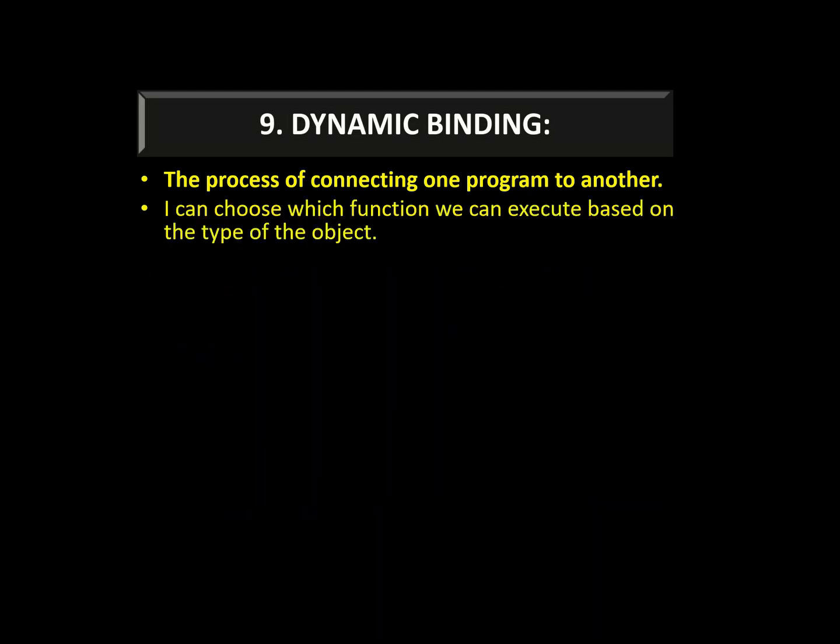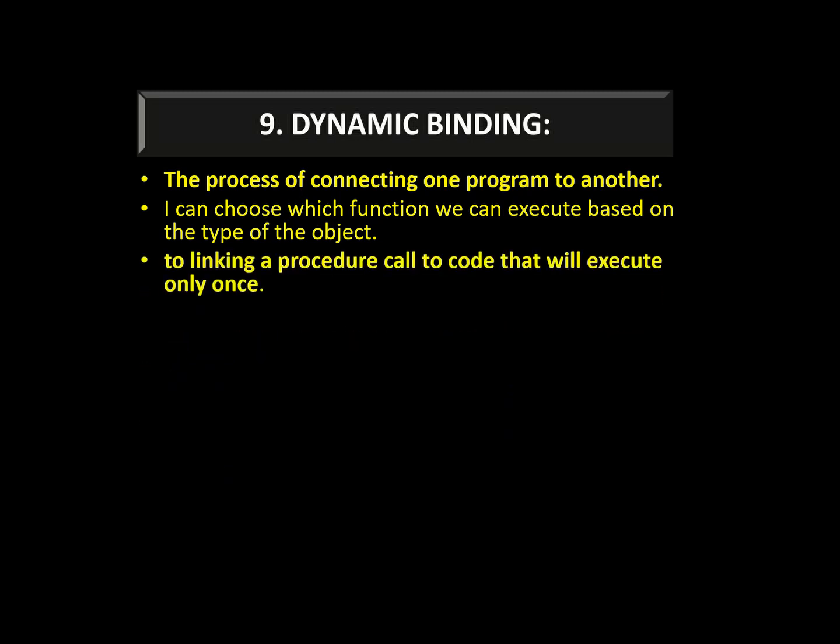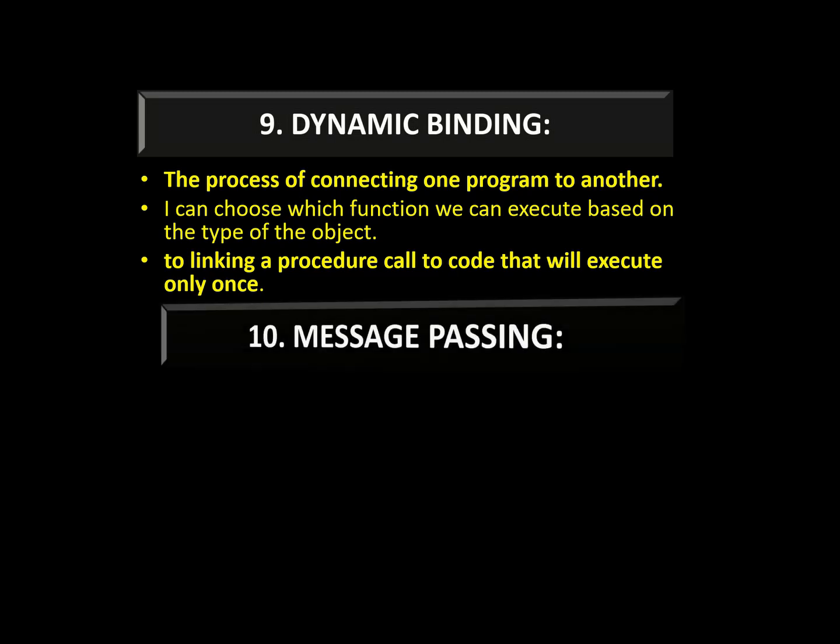Ninth one, dynamic binding. The process of connecting one program to another is called dynamic binding. We can choose which function can execute based on the type of the object. To link a procedural call to code that will execute only once.